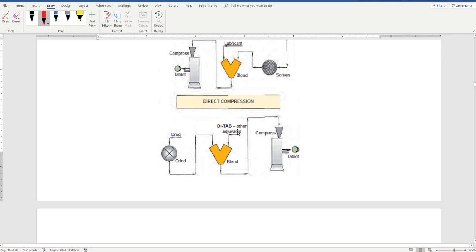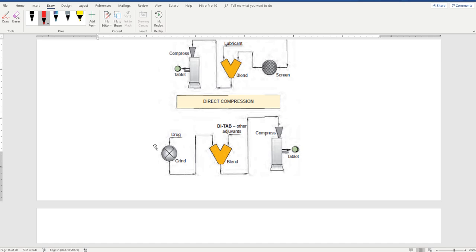So we mix the directly compressible diluent or vehicle along with the disintegrating agent and lubricant at the end. We mix them and then we take them for compression to get tablet. So as simple as that. Now, if someone asks, why don't we just go for direct compression? One reason is, as we said, not all drugs are directly compressible. Actually, few of them are. And that's why we need a special diluent to make the formulation directly compressible.